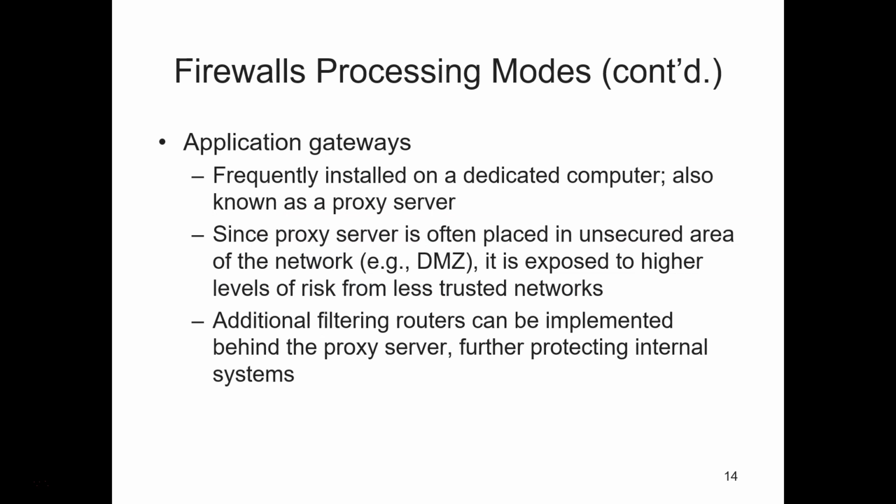The application gateway, application level firewall, or application firewall is frequently installed on a dedicated computer separate from the filtering router, but it's commonly used in conjunction with a filtering router.